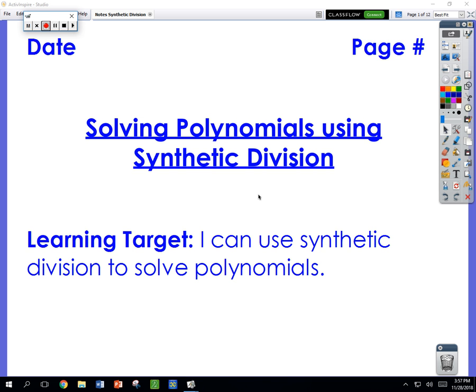Okay, so today we're talking about a method other than factoring and graphing for whenever factoring and graphing don't work. So make sure you get your date, page number, and learning target all down. Put it in your table of contents so you can keep up with what you have.